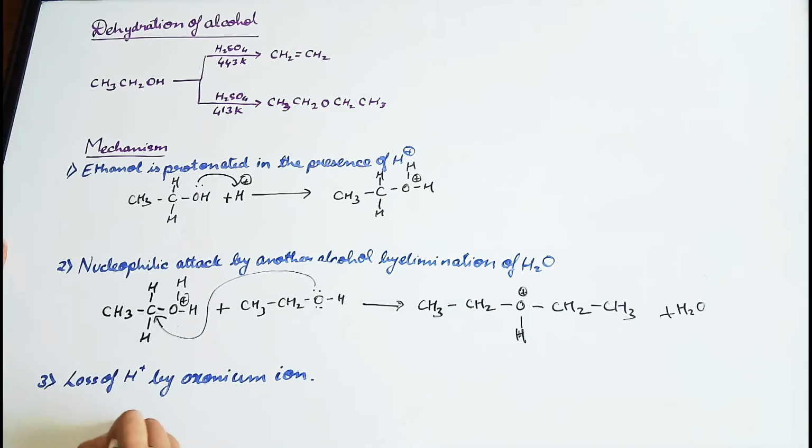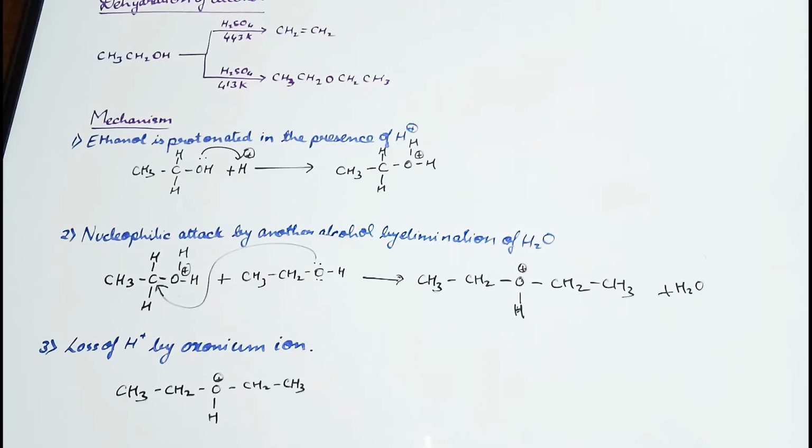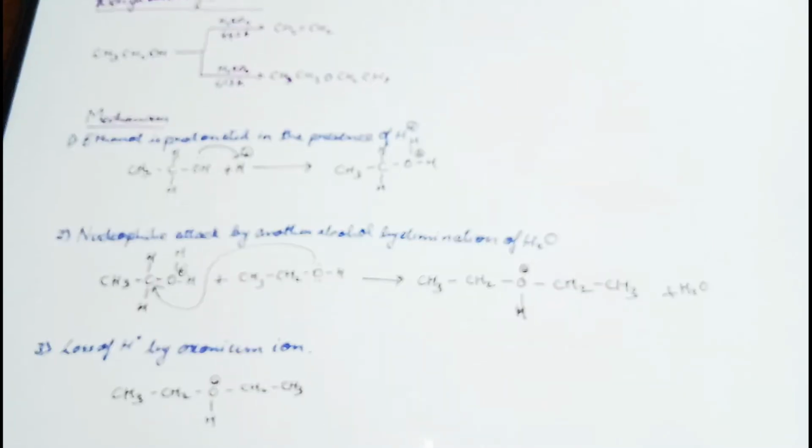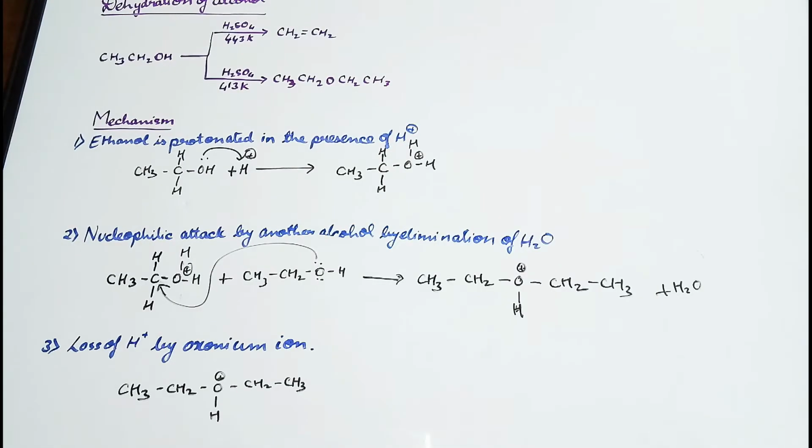So CH3, CH2, O, CH2, CH3, and you have an H also attached to the oxygen atom. Oh, that's not visible. Okay. You have the H attached to the oxygen atom, and that's why it has a positive charge. It has 3 bonds, right? So it prefers 2 bonds, so there's a bond break between the oxygen atom and the hydrogen atom.